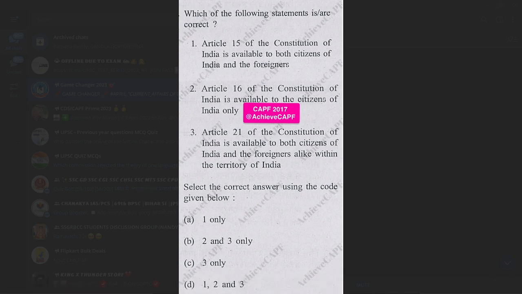Article 15 of the Constitution of India is available to both citizens as well as foreigners. Okay. Article 16 is available for Indian citizens only. Okay. Article 21 is available to both citizens and non-citizens. Okay. 2, 3.